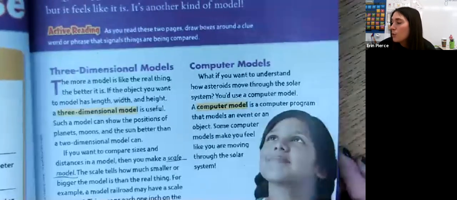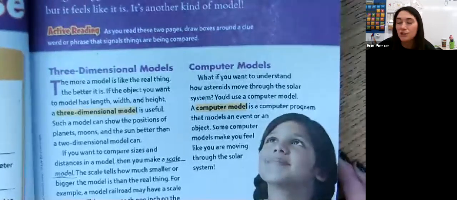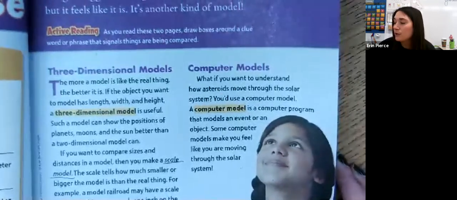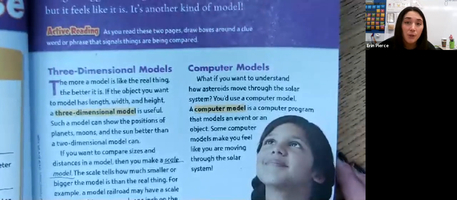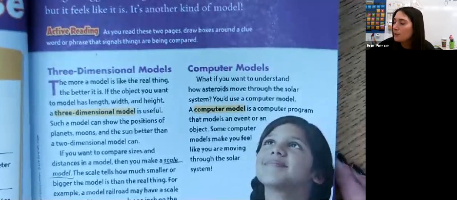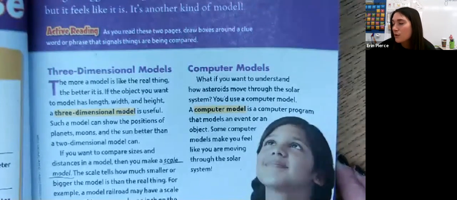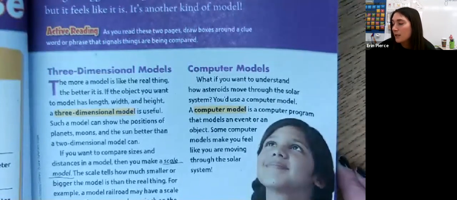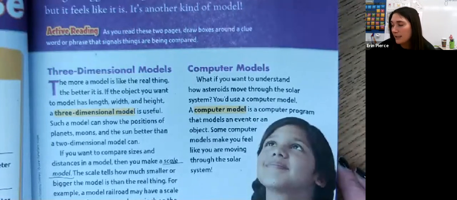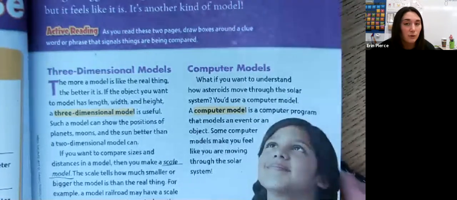Computer models. What if you want to understand how asteroids move through the solar system? You'd use a computer model. A computer model is a computer program that models an event or an object. Some computer models make you feel like you are moving through the solar system.